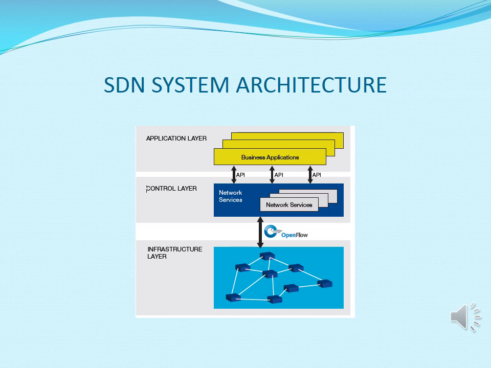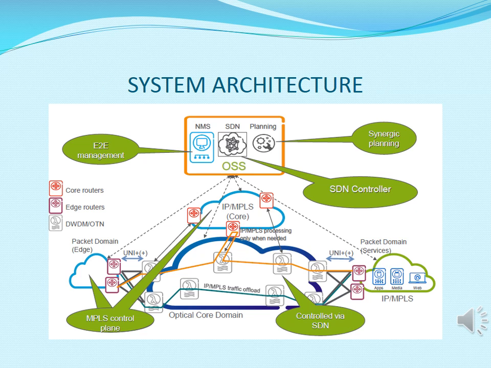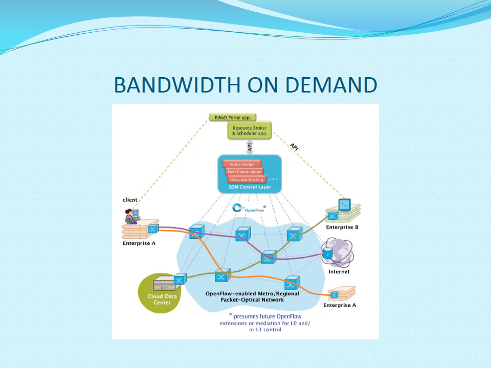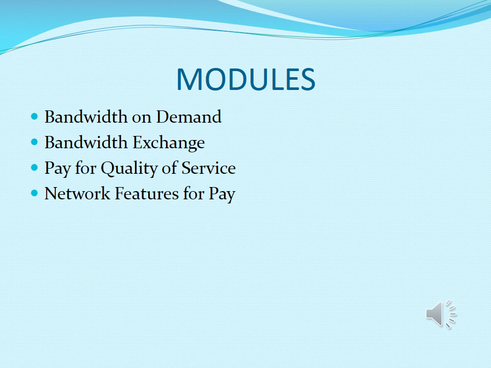It consists of application layer, control layer, and infrastructure layer. This is the architecture of the proposed SDN system. Modules involved in my project: bandwidth on demand, bandwidth exchange, pay for quality of service, network features for pay.